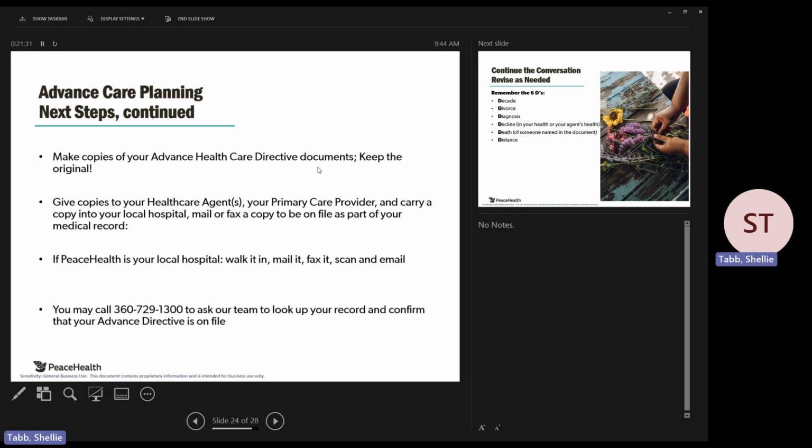If Peace Health is your local hospital, and in Ketchikan it is, you can walk it in, mail it in, fax, scan, or email. You can call the number below to confirm that your advance directive is on file once you submit it or turn it in, and make sure that it's in your medical record. They can check that for you.